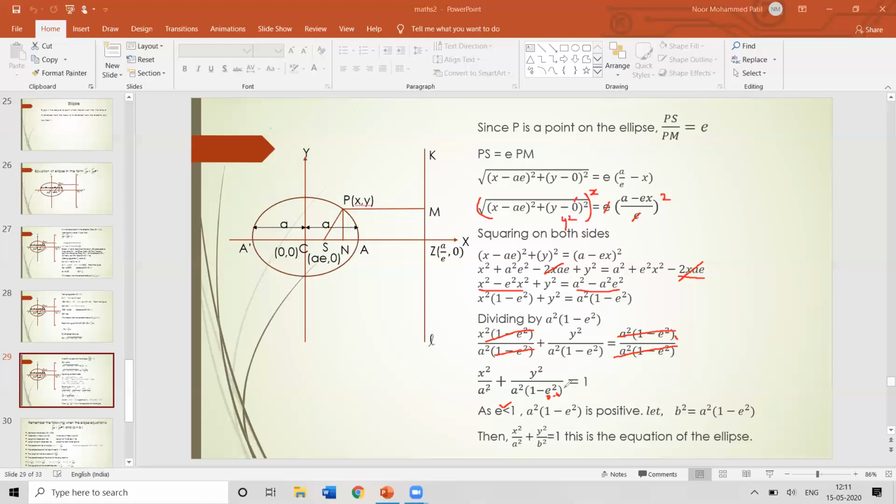So what I will consider is this total number as b square. Okay. Let b square be equal to a square into bracket 1 minus e square. Now just substitute it. x square divided by a square plus y square divided by b square is equal to 1. This is the equation of the ellipse, where b square is equal to a square into bracket 1 minus e square. Okay. This is the ellipse equation.